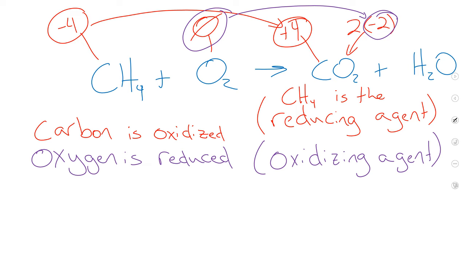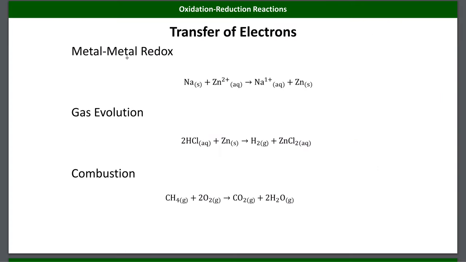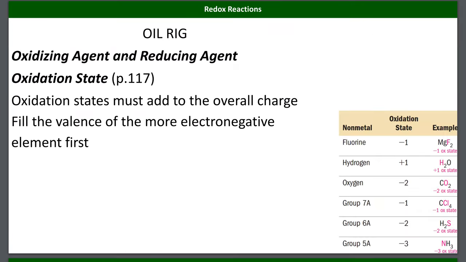All right, so again, subtle difference, but if we're talking about carbon being oxidized, we're talking about the process, the before and after, versus talking about the reducing agent, which means we're talking about this compound in particular has this property. Not regardless of what this exact change is. All right. These definitions are on the next couple slides.